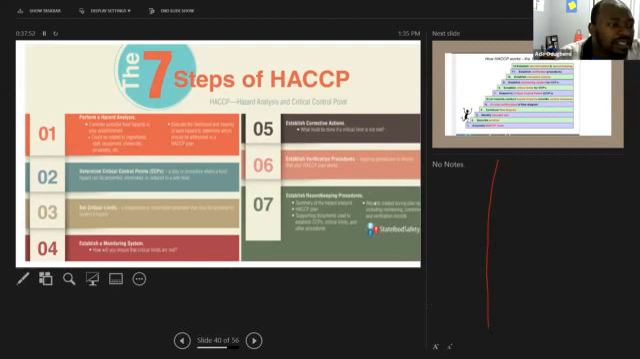What is process number 1? You need to perform a hazard analysis. And what is performing a hazard analysis? It is what I've explained before, understanding what could go wrong in your operation. What are the risks? What are the hazards? Understanding and identifying them. That is the number 1 step in developing a HACCP plan.